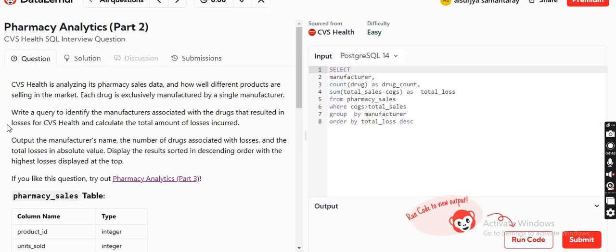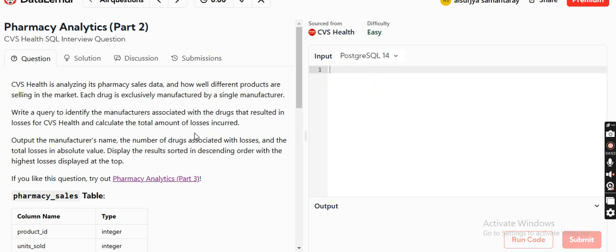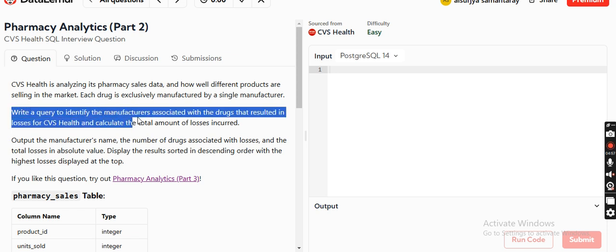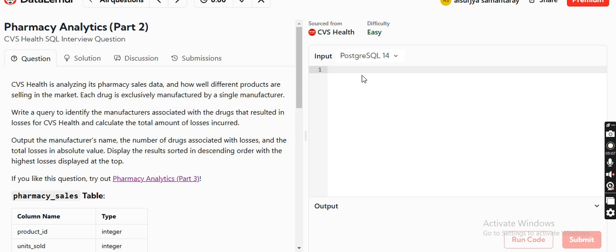The second part tells us to write a query to identify the manufacturers associated with drugs that resulted in losses. As we remember, total sales minus COGS was profit.